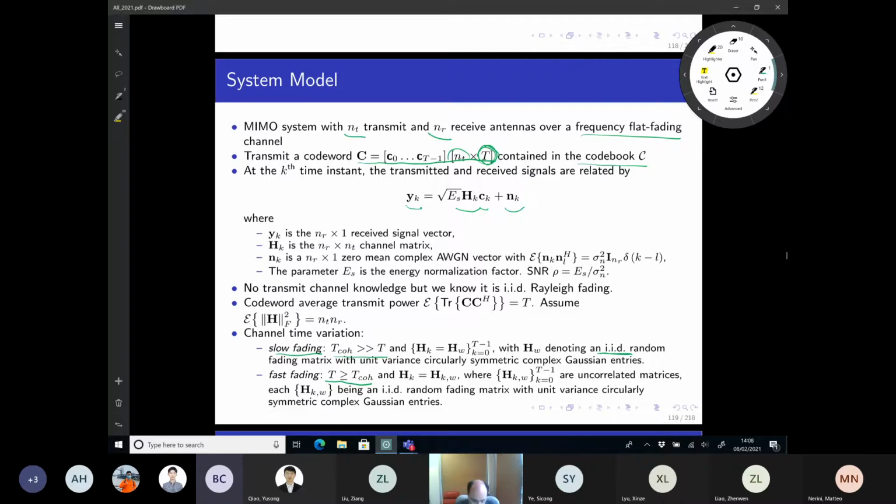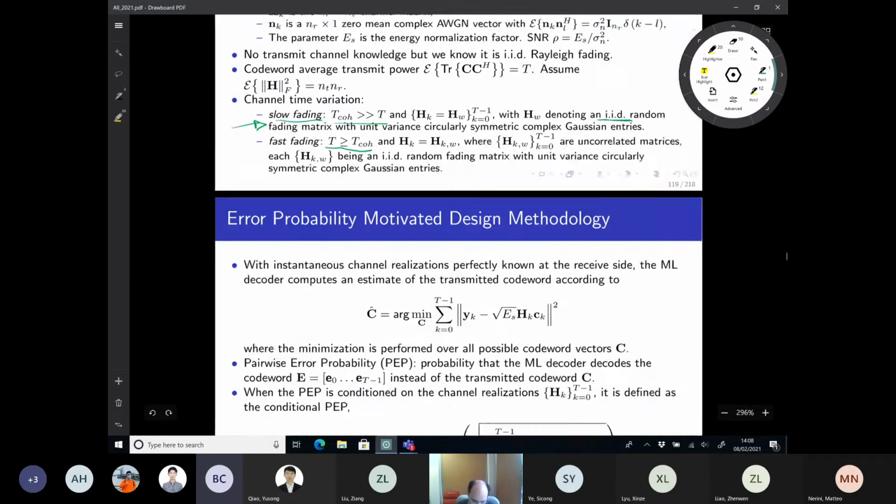The one we're going to look at mainly is the slow fading one. But if you're interested, you can find the fast fading in the book, in the Heath book. Good. So let's look at that.